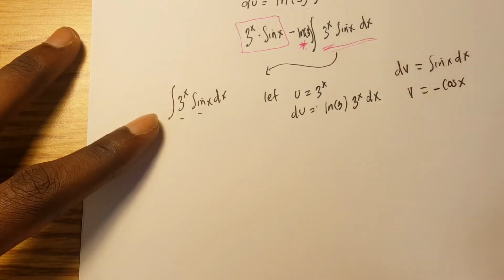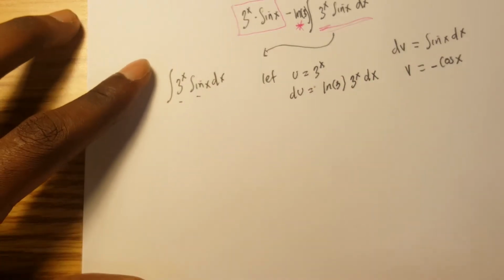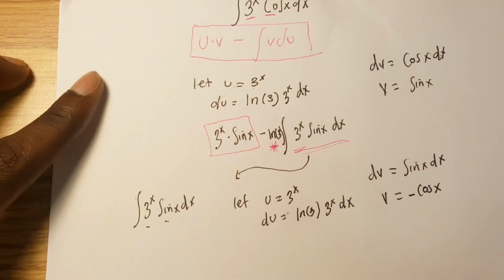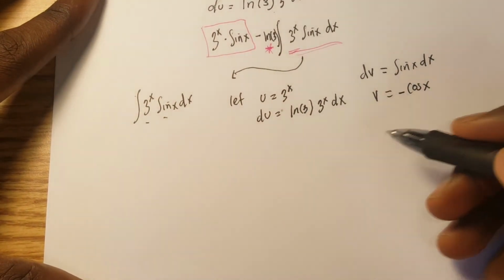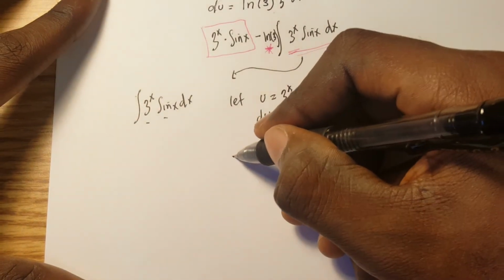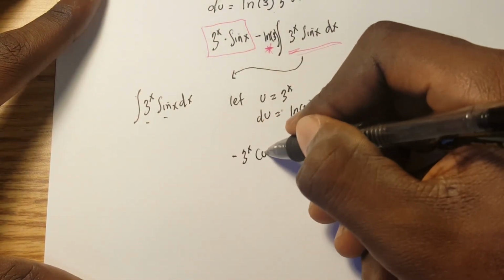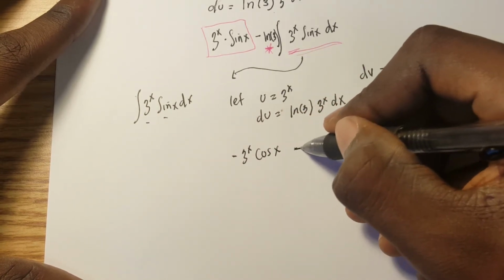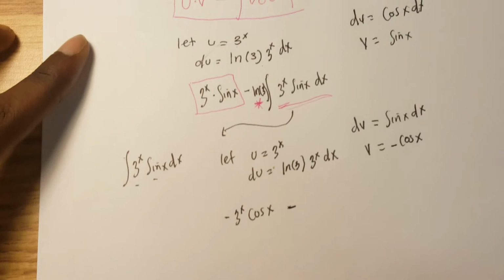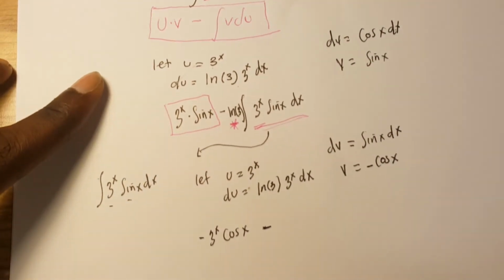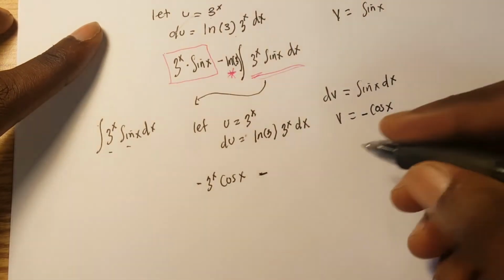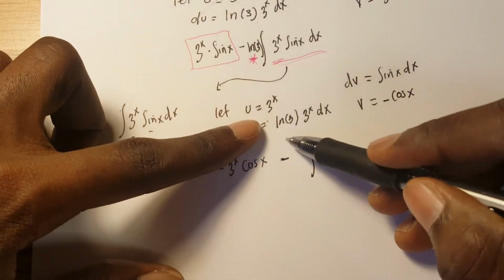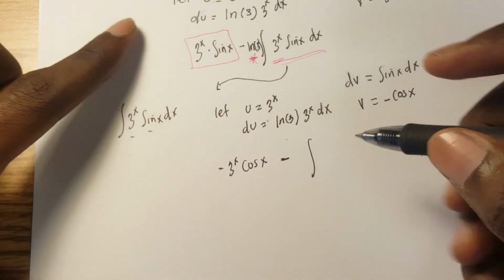Now let's cross multiply, because that is what our formula here says, u times v. So we get minus 3 to the x cosine of x minus, the minus is always constant, minus, we have natural log of 3 here, which is again a number, so we just bring it out.